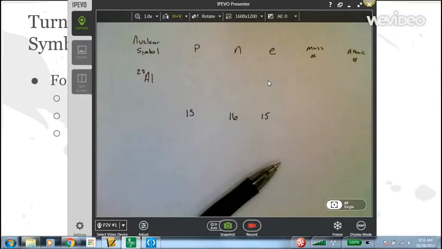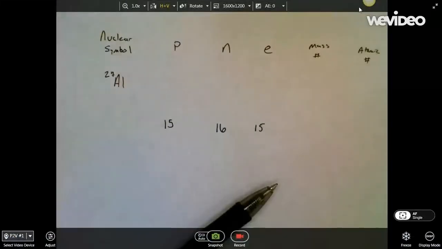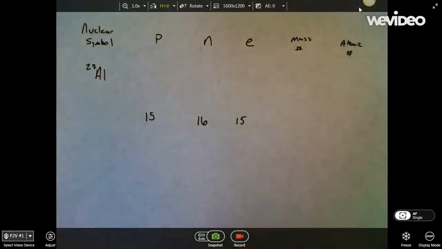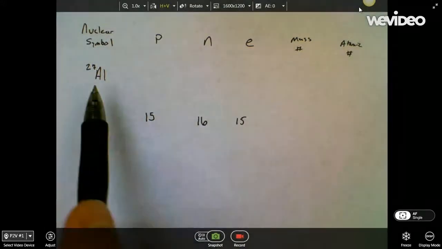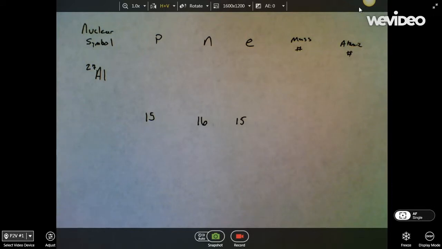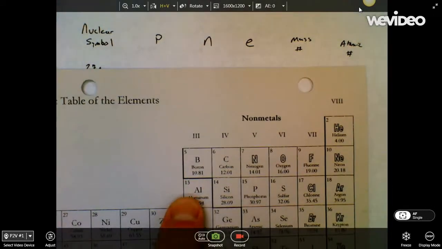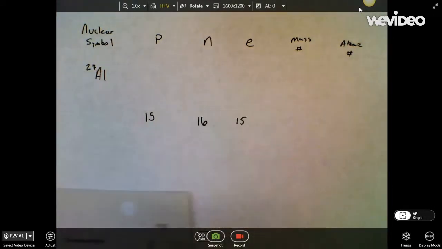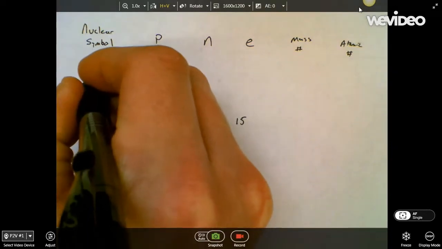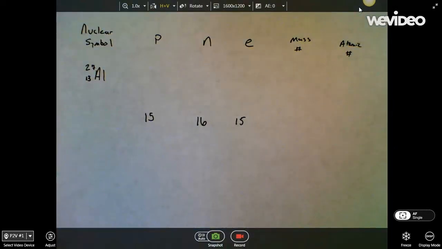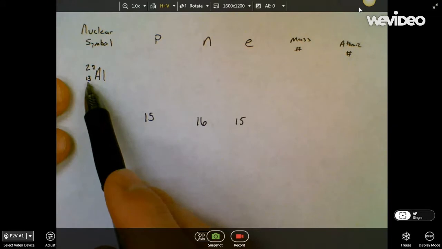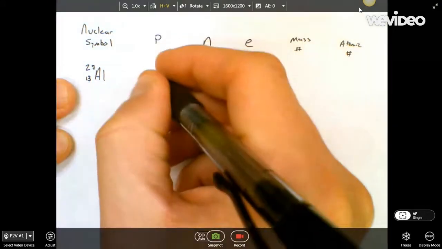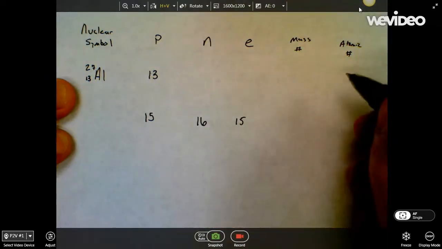So what does this kind of look like? On a problem like this, I have two problems here. The first one is aluminum-27. I'm going to find aluminum on my periodic table. I see it's number 13. I'm going to add the atomic number on the bottom. Now the atomic number is useful because if we have 13 here, I can put 13 for my protons, and that's also the same as the atomic number.